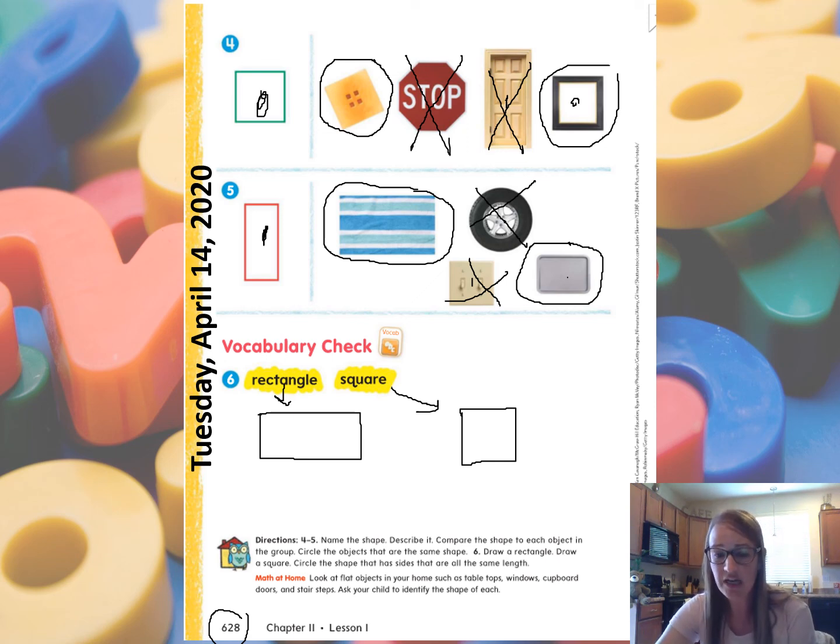All right, great job, kindergartners. Maybe if you get some time, you can do the math at home page. Maybe whoever's helping you at home can help you out and you can find rectangles and squares inside your house.